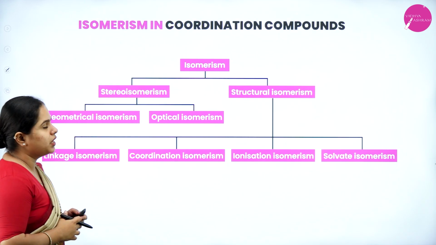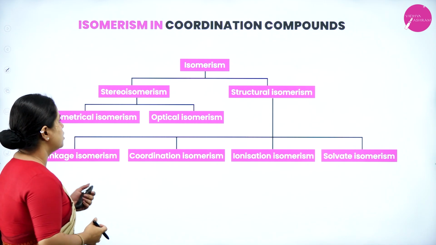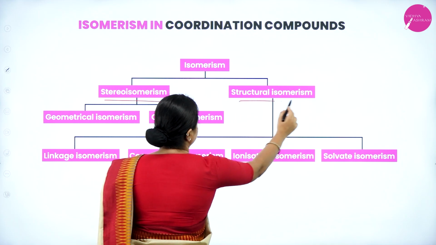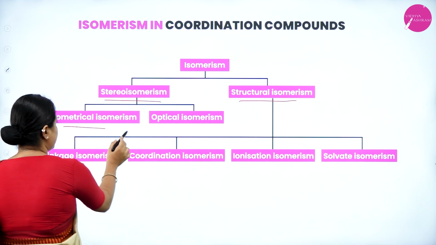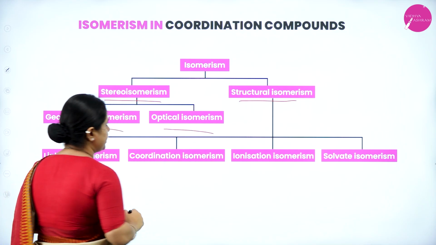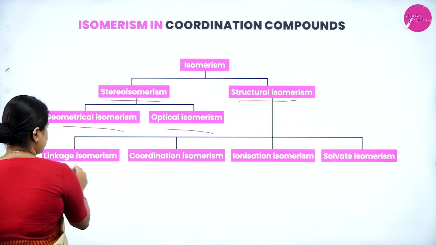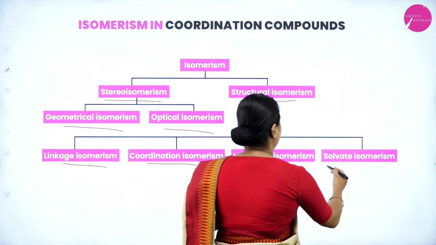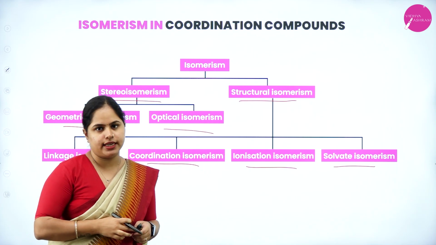So first, let us begin with the different types of isomerism shown by coordination compounds. There are majorly 2 types. One is stereoisomerism and one is structural isomerism. Stereoisomerism is of 2 types, geometrical isomerism and optical isomerism. And structural isomerism is of 4 types: linkage isomerism, coordination isomerism, ionization isomerism, and solvate isomerism. All of this in detail we are going to study in this session.